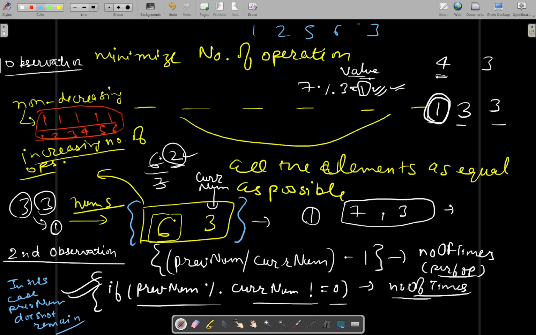And why will we be starting from the very last position? That will be the third observation. So what will be the previous number here? Previous number will be, you will be increasing number of times by 1. Previous number will be your current number.